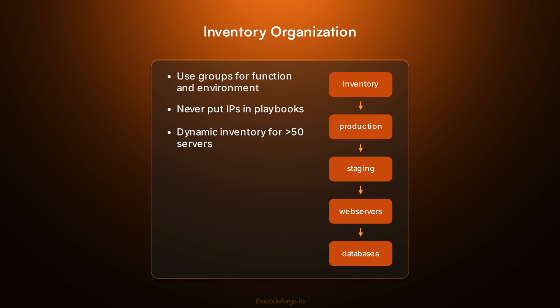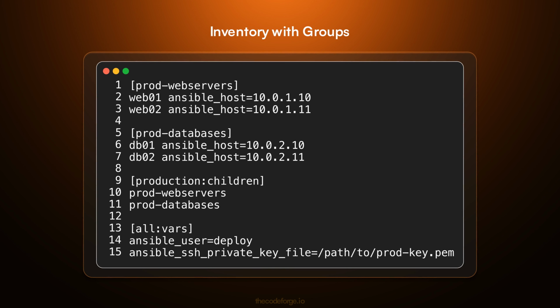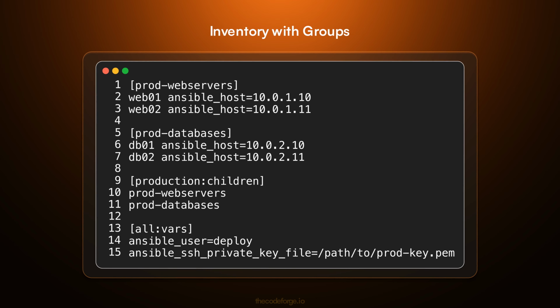The inventory is your source of truth. Use groups to represent function and environment. Then use group vars to set environment-specific variables. Never put IP addresses in playbooks. This inventory file uses groups and children for environment separation. Note that ansible_user and ansible_ssh_private_key_file are set in inventory vars, not in playbooks or roles.